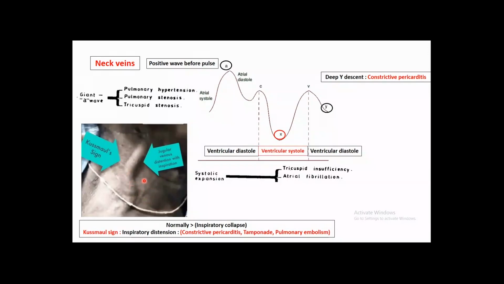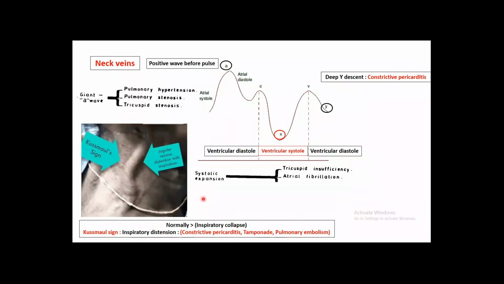This is called Kussmaul sign, or inspiratory expansion of the neck vein. This actually occurs in patients who have limited receiving capacity of the right side of the heart due to mechanical compression, like in patients with tamponade, constrictive pericarditis, or obstruction inside the pulmonary circulation in pulmonary embolism. These are the causes of inspiratory expansion of the neck veins.